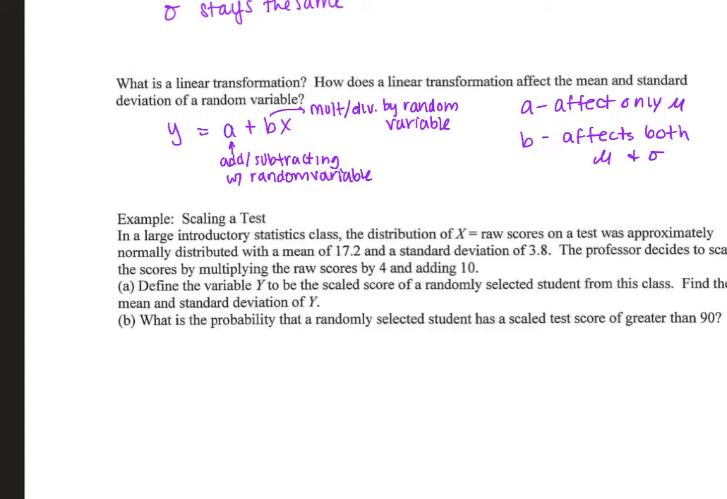And so one thing I want to point out is if you're talking about describing the distribution, we've described the center and we've described the spread. The shape of the distribution never changes. So if it's skewed right, even if you add 5 to every number, it's still going to be skewed right.